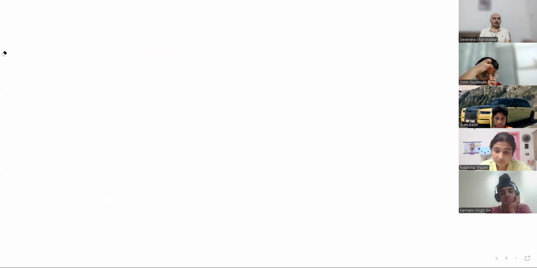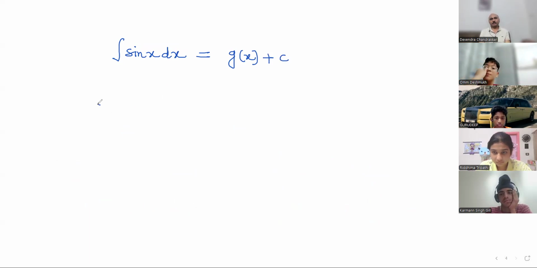See, now you will say, sir, ये तो बहुत सिंपल है, तो क्या ही पढ़ा दिया आपने. If I ask you, what is integration of sin x dx? So you know that it will be some function, right? Some function g(x). जब भी indefinite integral है, we will put a plus sign and arbitrary constant here.